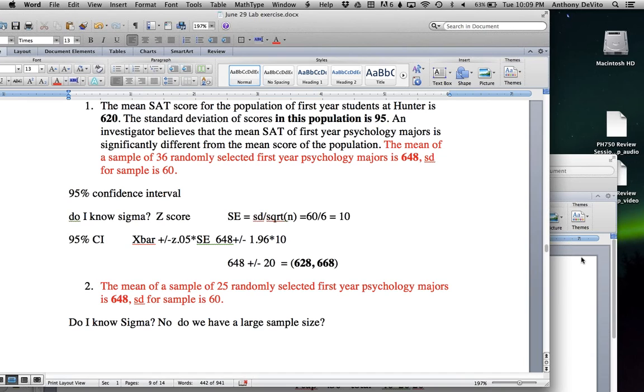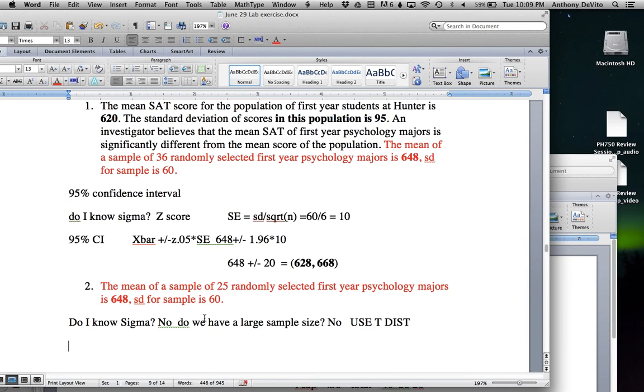Yes, and Karen, let me address that in a second after I answer this. Yeah, no, we don't have a large sample size. We have a small sample size. It's less than 30 people, right? So now I can't use the z-test. I can't use the z-distribution to solve this, to create my confidence interval. Now I have to use the t-distribution.